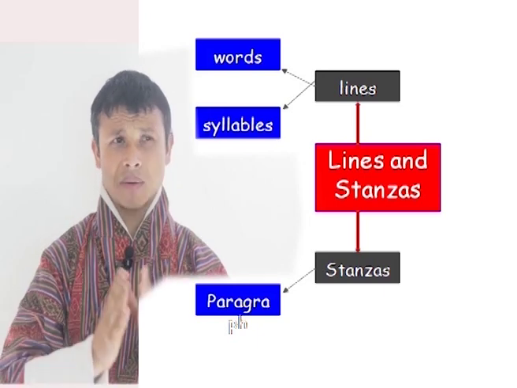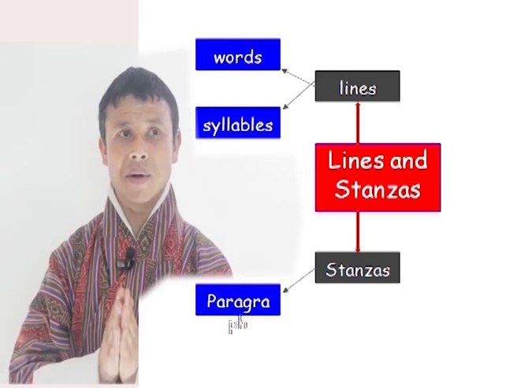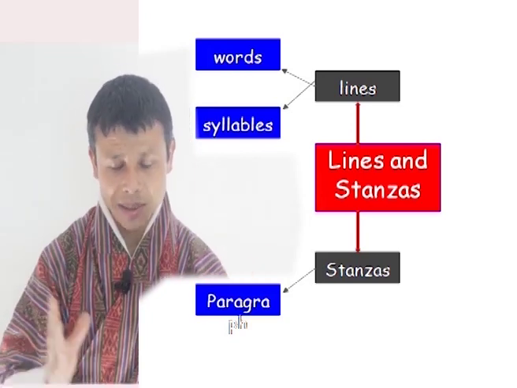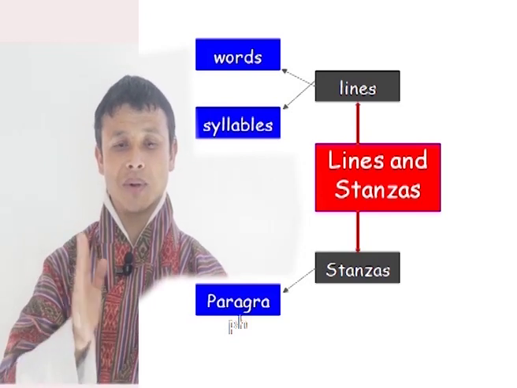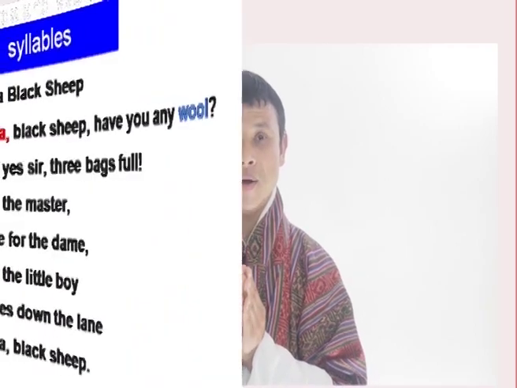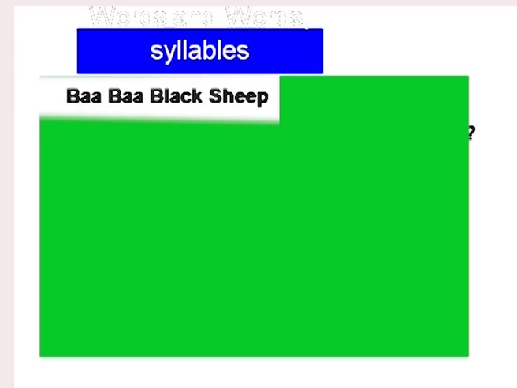When we talk about words, there are a precise, countable number of words in any line. When we talk about syllables, it is the opening and the closing of sounds. Let us look at one example for the syllable. Let us look at this. Ba, ba, black sheep. How many syllables are there?